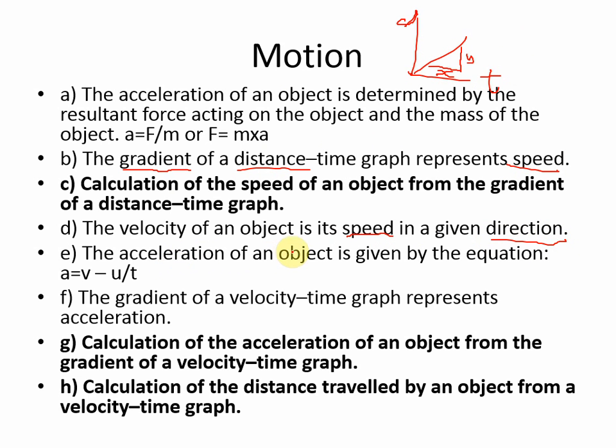The acceleration of an object is given by the equation: acceleration equals final velocity, so how fast it's going at the end, take away initial velocity, how fast it's going to begin with, and all of that divided by the time.